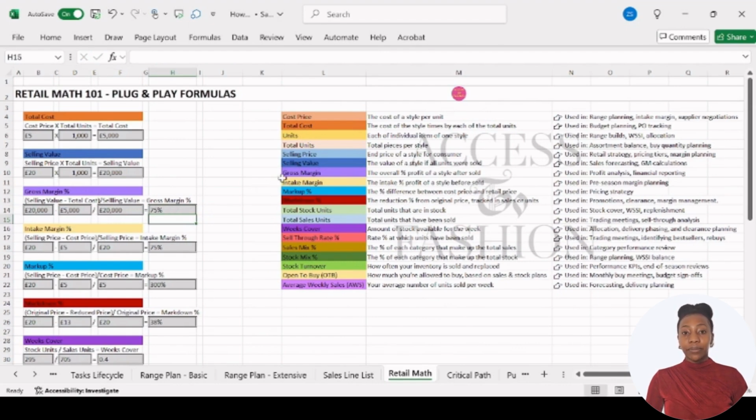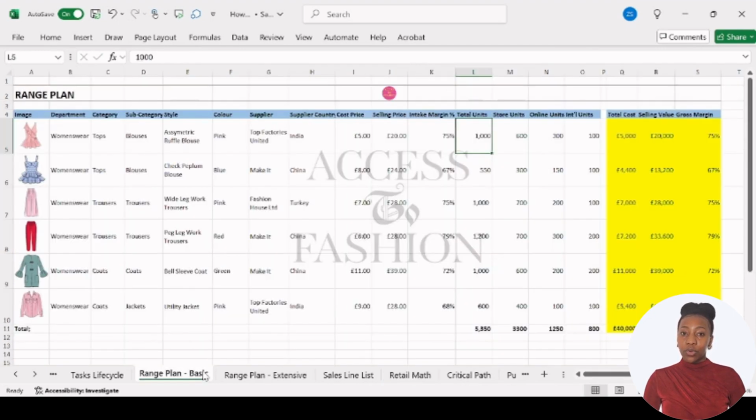So we can see here explained what a gross margin is: the overall percentage profit of a style after it's been sold. And that's used in profit analysis, financial reporting, that kind of thing. That's where we will put your margin in. And if we were to go back to the range plan as an example, your gross margin has been put in there as 75%. That's also being calculated there as a formula. See?